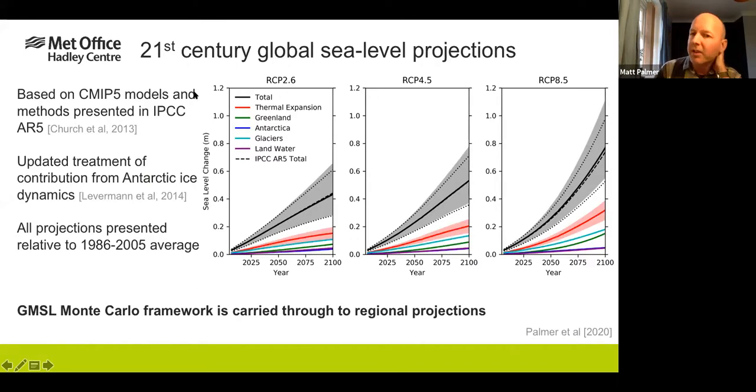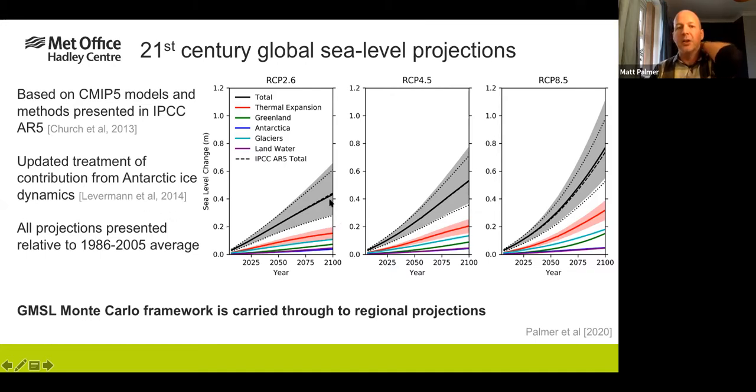Essentially what we did for UKCP18 was still based on the CMIP5 models and the methods presented in IPCC AR5. The treatment of the contribution from Antarctic ice dynamics was updated following Levermann et al. 2014. For this talk, all the projections are presented relative to a 1986-2005 baseline, the same as was used by AR5 and SROCC. I think the last thing to say is that these projections are very similar to those that were published in SROCC, where they also had an updated treatment of the Antarctic ice dynamics, although they used a slightly different approach for doing that.